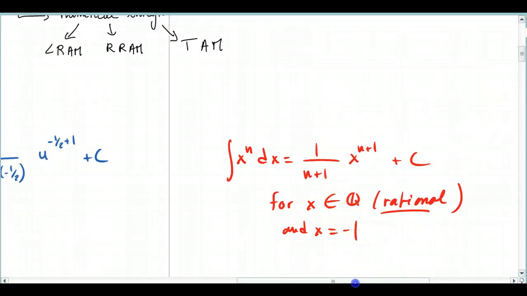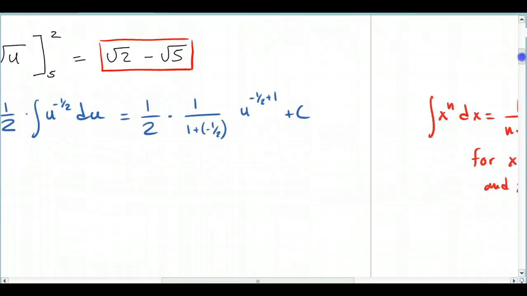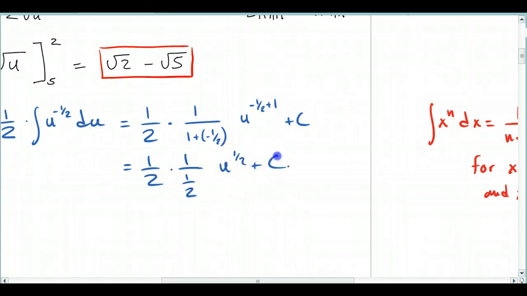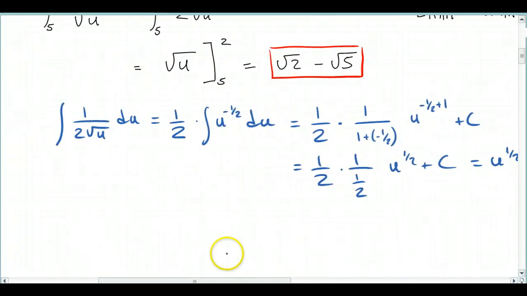So look, this is what you have here. What do you have? You have 1/2 times 1 over 1/2. Well, you're multiplying two reciprocals, it's going to be 1, u to the 1/2 plus c, so it is u to the 1/2 plus c. Anyway, you should be able to do it directly. All right, that's for the first problem.